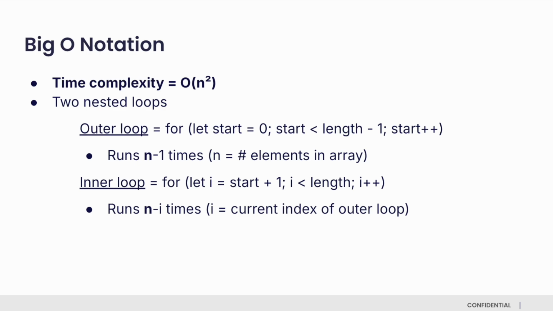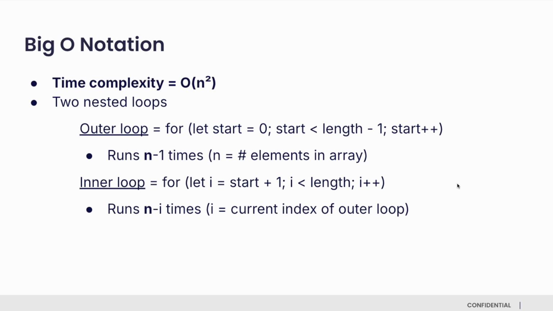Finally, let's talk about the time complexity of selection sort, which we refer to as big O notation. Selection sort has a time complexity of O(n²). But let's talk about what that means and where we're getting that from. So the reason it's O(n²) is there are two nested loops here. We have the outer loop, and it's going to run through n-1 times, and we're talking about n as the number of elements in an array. Then we have the inner loop, and it's going to run n-i times, with i being the current index of the outer loop.